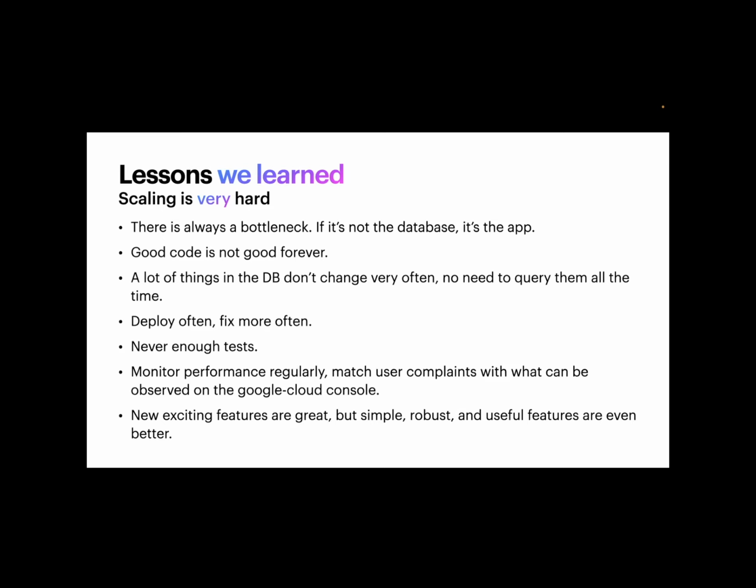We try to monitor performance regularly, on a daily basis, heading to the Google Cloud Console where everything is deployed, and look at the health of the database and of the app, and assess how we can match that with the different user complaints saying, oh, it's slower than usual this morning, or I'm not able to use that feature, this is taking too long. New and exciting features are great, but simpler features that work are much better.